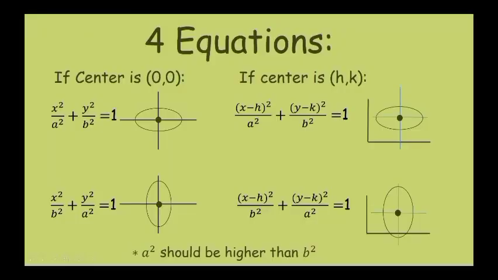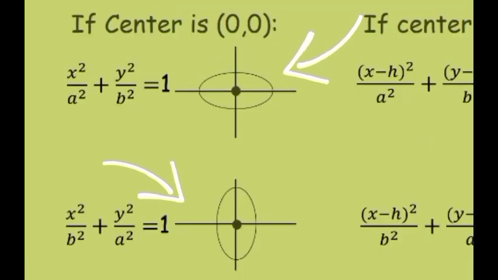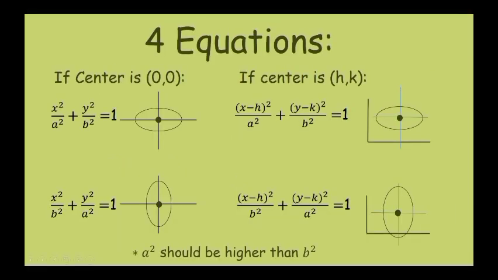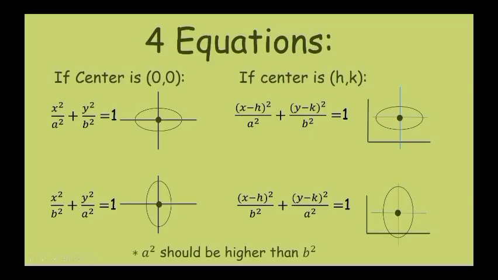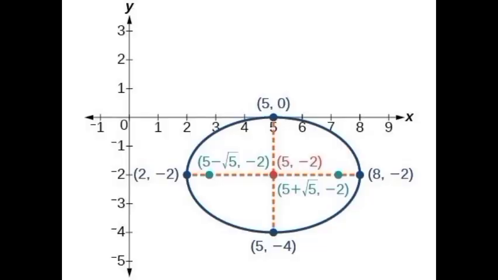Now that we know the parts of the ellipse, let's talk about these four equations. These equations will help us determine how our ellipse is going to turn out. We can know if it's going to be horizontal or vertical. If the center is on 0, 0, or the origin, it will look like this. That means that the center will be in the middle of the coordinate plane. Meanwhile, if the center is on h and k, it means that the center can be anywhere except the origin. It can be in quadrant 1, 2, 3, or 4. And since it's not on the origin, you will make a new coordinate plane, just like this or this.